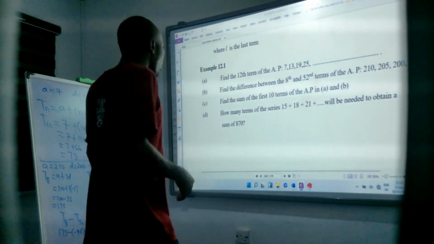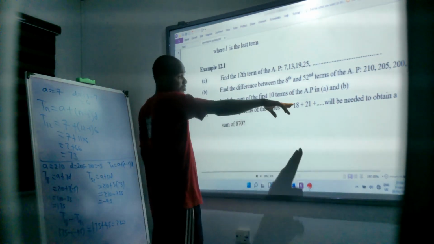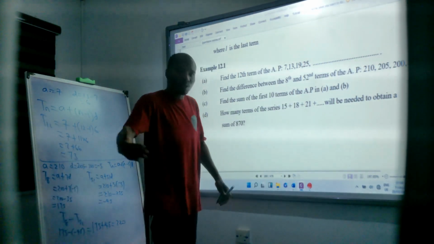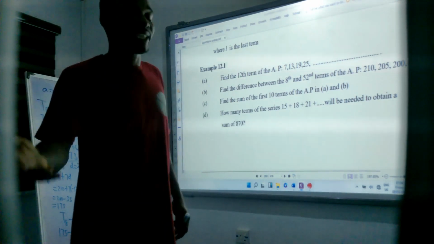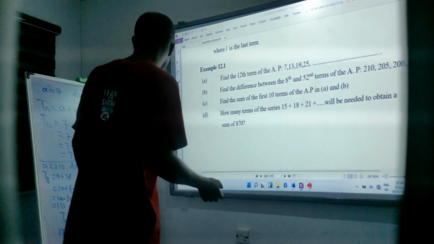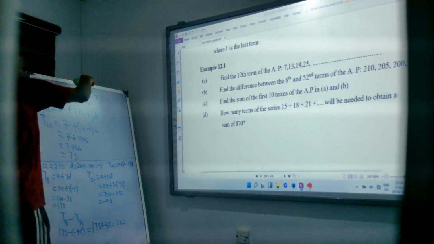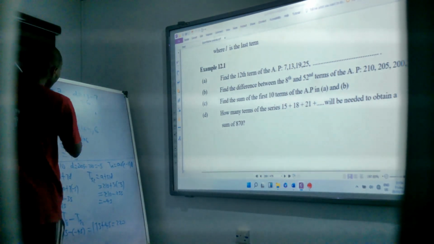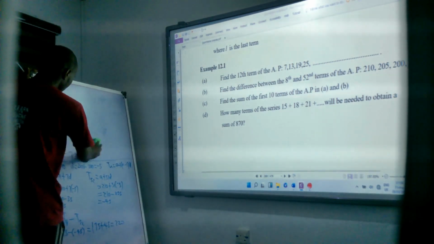A series is a sequence, but there will be a sum as far as series are concerned. So the sum of that series is 870. So how many terms do we have in it? We want to look for n, where Sn is 870. Let's go to the board and work that out.